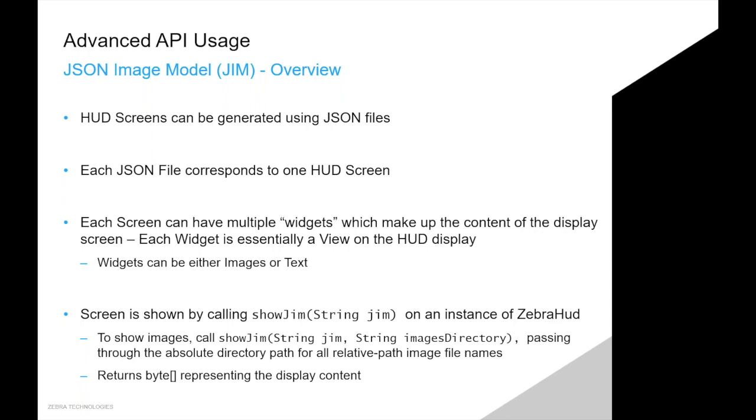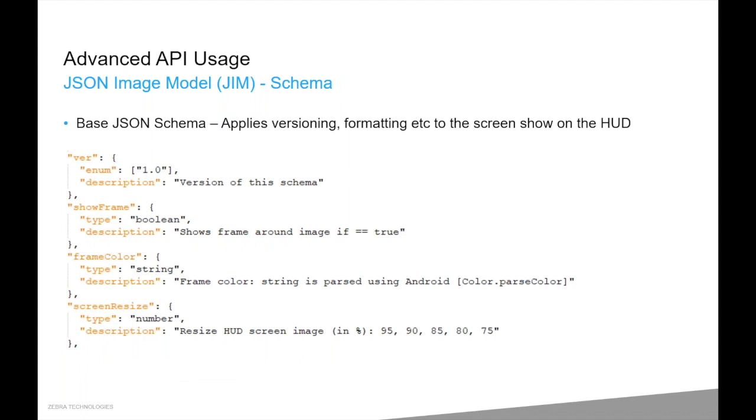So let's actually have a look at the JSON schema for creating HUD views from a JSON file. The base JSON schema applies versioning, formatting, and so on to the screen which you show on the HUD. So I have here the top half of the JSON file, and then on the next screen I have the bottom half. I've just done this because I couldn't fit it all into a single screen. It would be too small for anyone to see. So just imagine this slide and the next slide are all part of the same file.